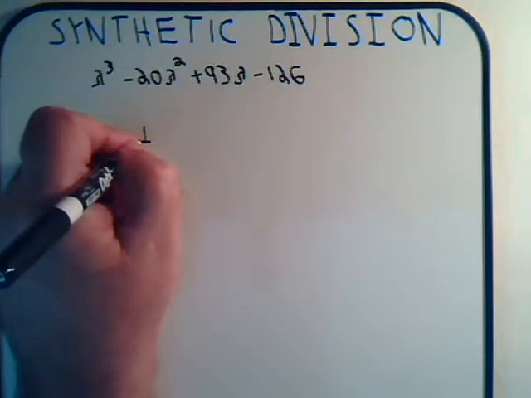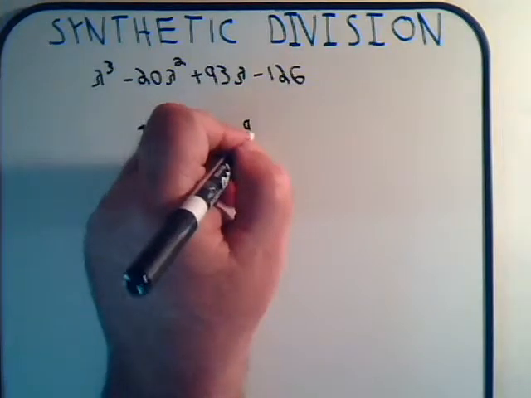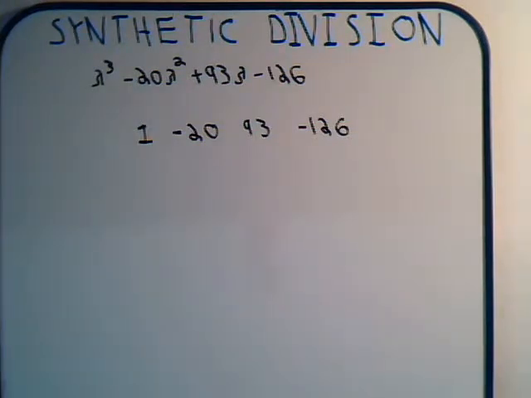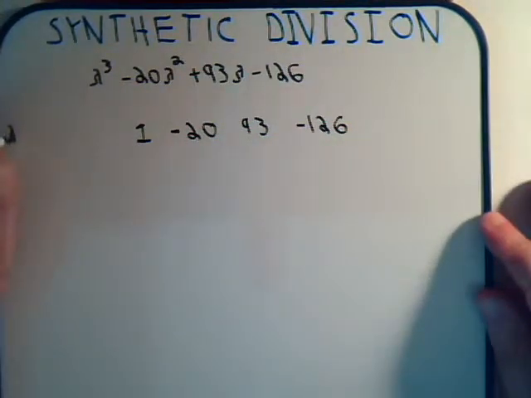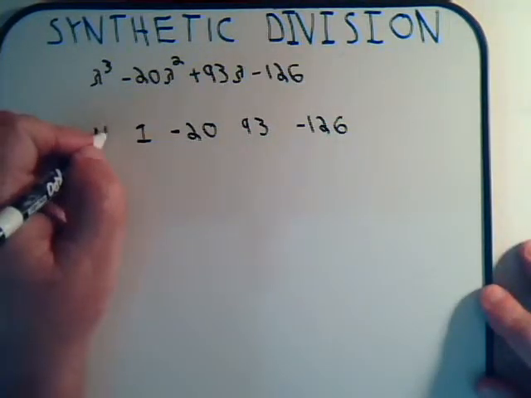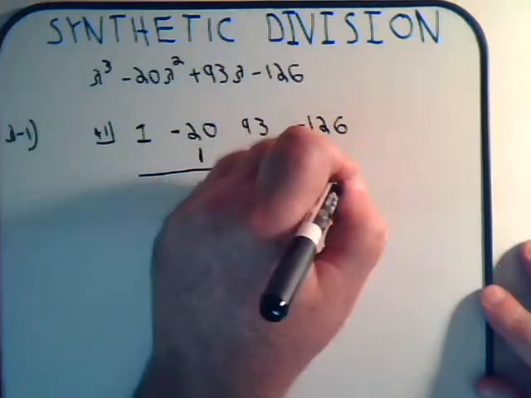1, minus 20, plus 93, minus 126. And without any insights as to what the possible prime factors might be, let's just start and use a trial and error method. Suppose we wanted to find out, is lambda minus 1 a factor? And remember from the introduction video then, we write plus 1 here, and we write it down here, and then add and multiply.